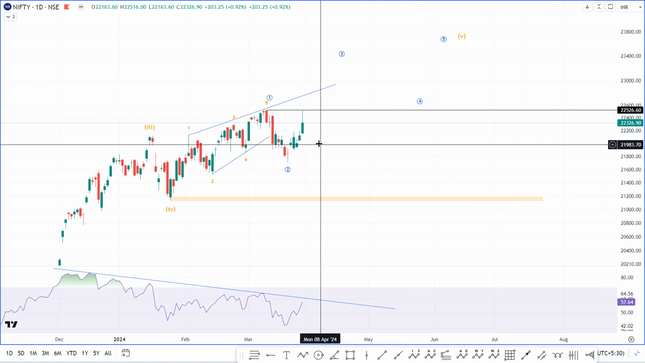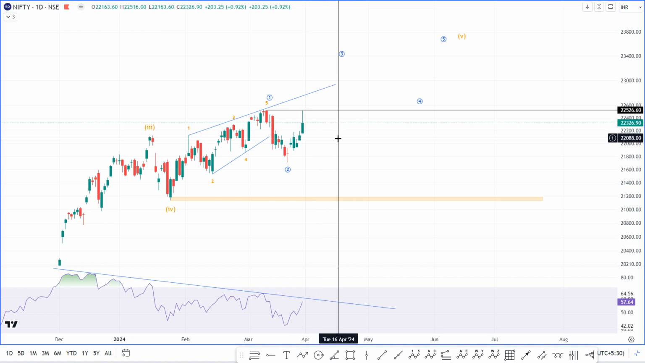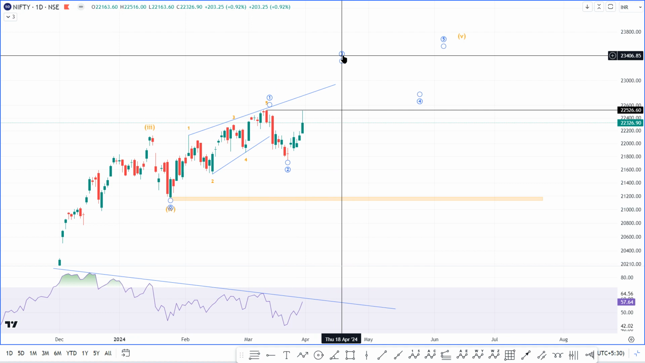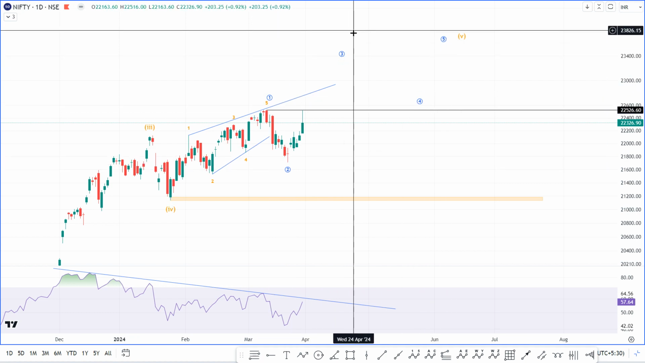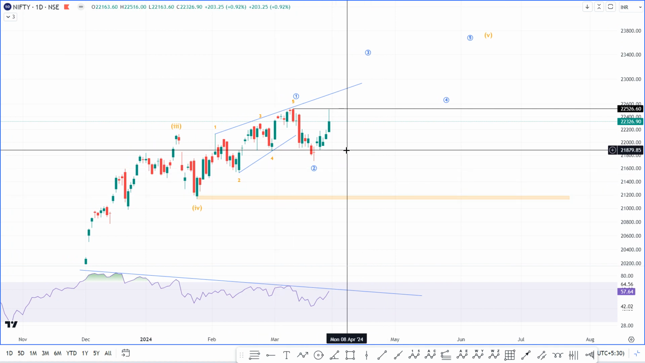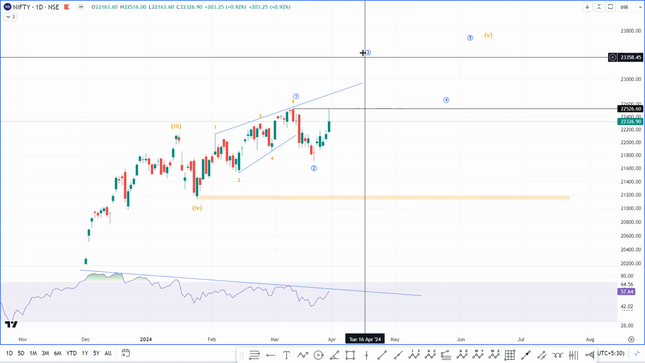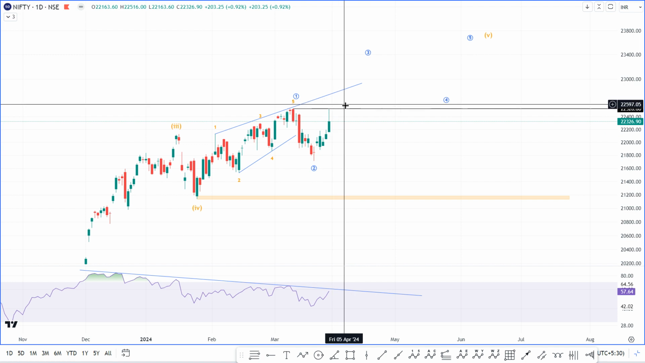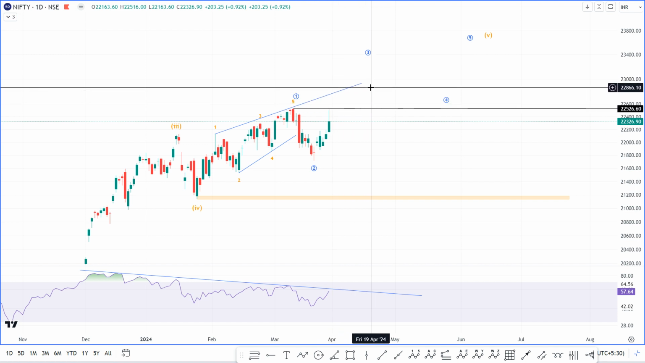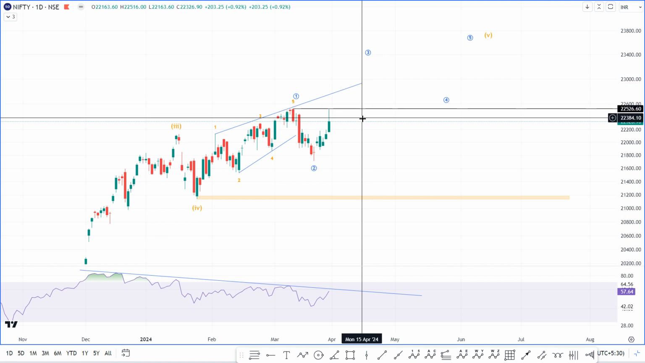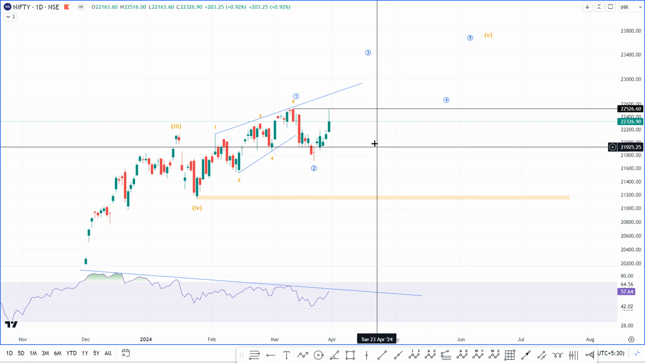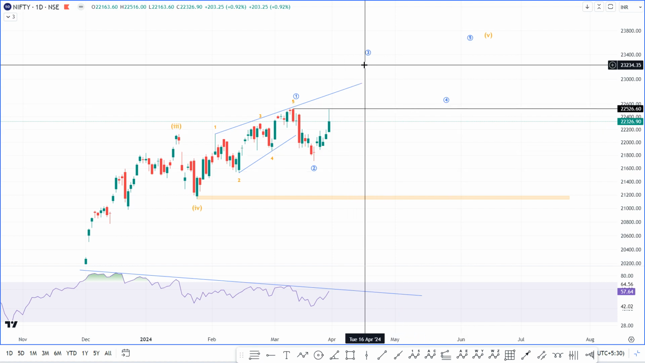But if Nifty closes above 22,526, then we will consider that this is 1 of 5, 2 of 5 is done, 3 of 5 will begin, then 4 of 5, and 5 of 5. Now if we are in 3 of 5, it is usually a very, very strong move. So it has to gap up on Monday and a daily close should happen above 22,526. Only then we'll consider this as a third of 5 in progression.